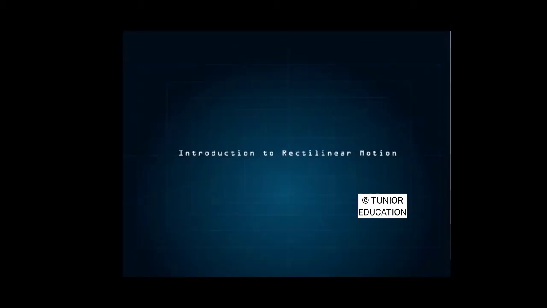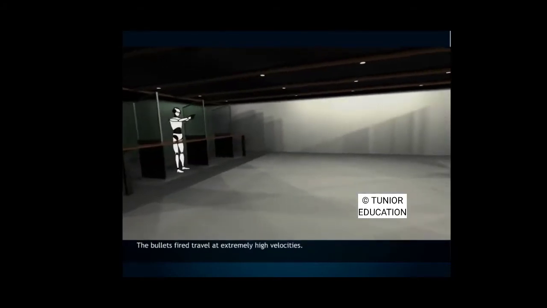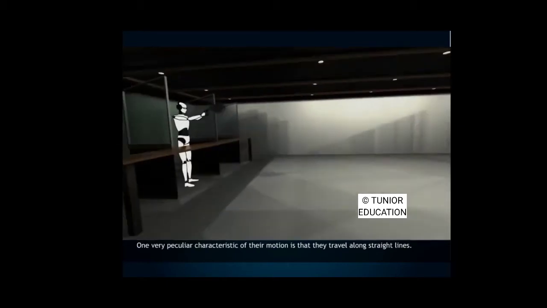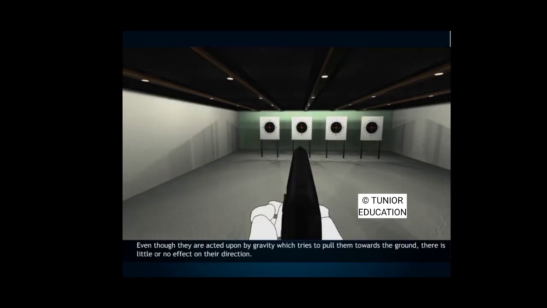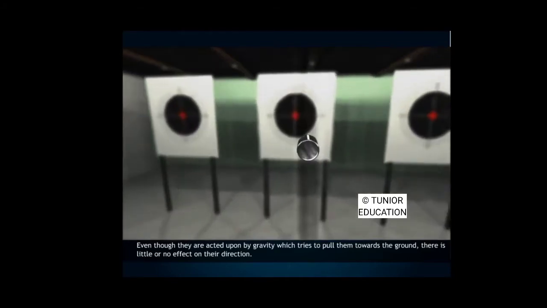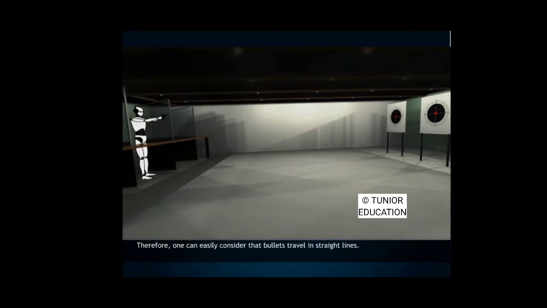Introduction to rectilinear motion. For training, the police use a firing range where they aim at dummy targets. The bullets fired travel at extremely high velocities. One very peculiar characteristic of their motion is that they travel along straight lines. Even though they are acted upon by gravity, which tries to pull them towards the ground, there is little or no effect on their direction. Therefore, one can easily consider that bullets travel in straight lines.